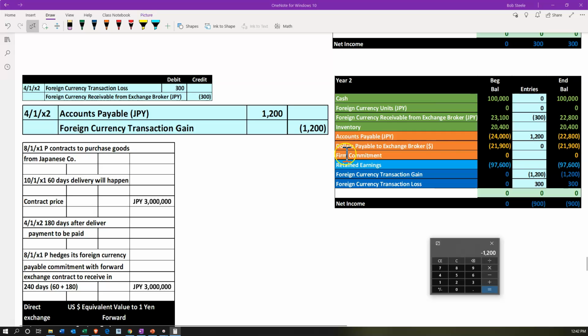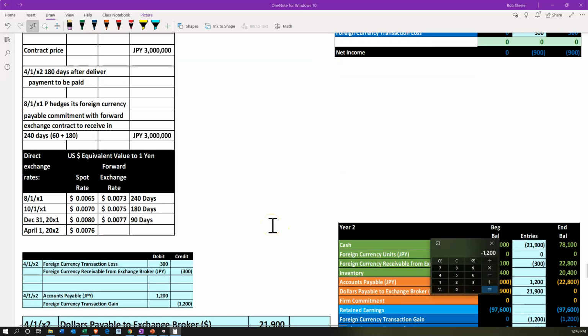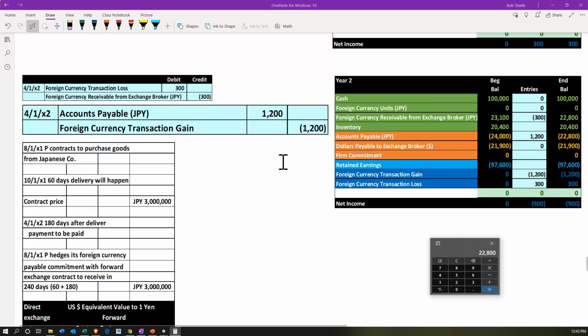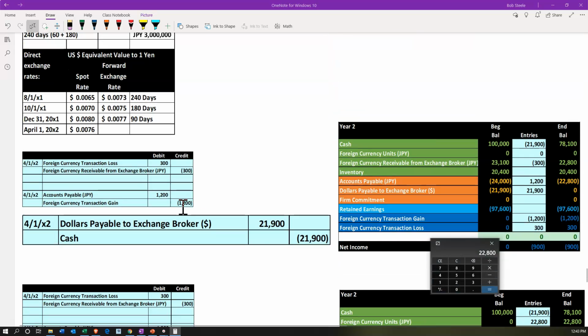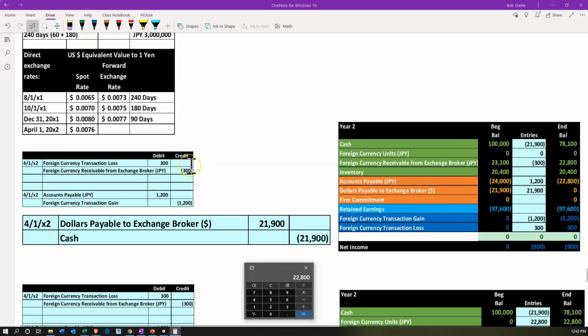If we record that, then the accounts payable is now at that 22,800. The gain is included down below on the income statement, and therefore included in the net income. This 22.8, once again, is calculated as 3 million times 0.0076, the spot rate on April 1st. There is our 22.8. That represents what we owe right now, today, meaning 3 million yen, which is currently valued at $22,800.